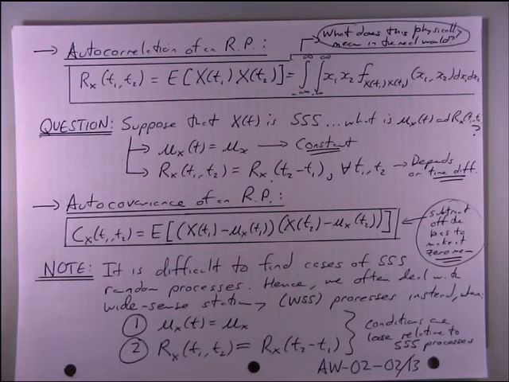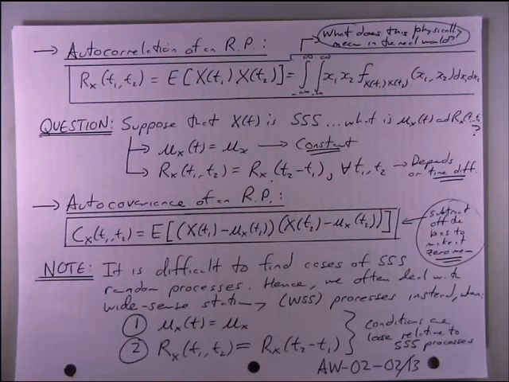Now, if this is strict sense stationary, we go back to that. Strict sense stationary means that for any time shift or any time instant, the joint distributions should all be the same. So what should the mean function be? Constant. How about the correlation? The autocorrelation should only depend on the relative difference between the two time instances. Beautiful.